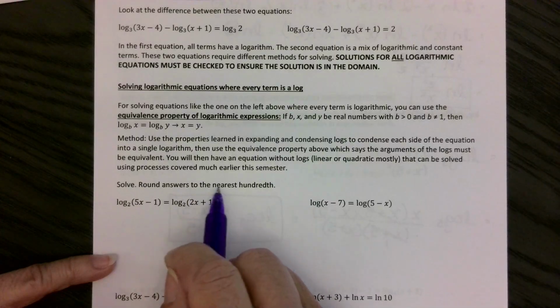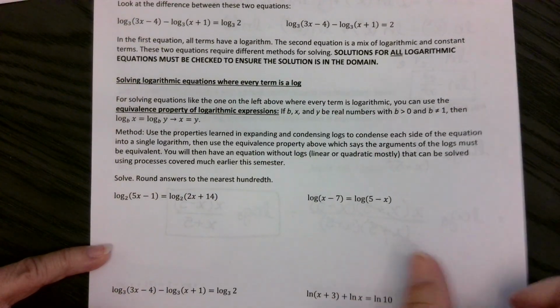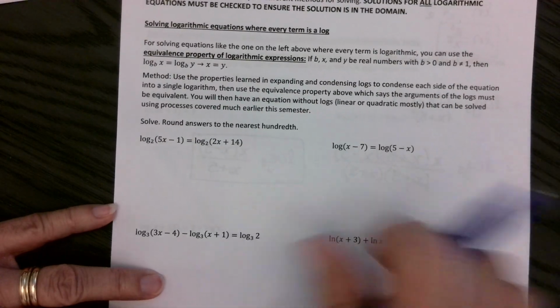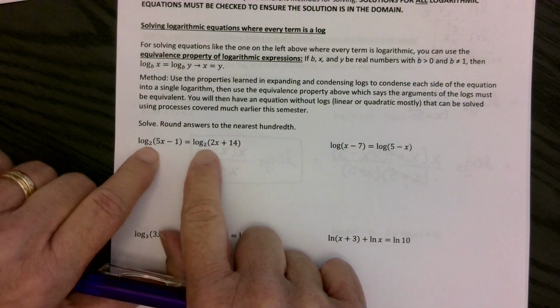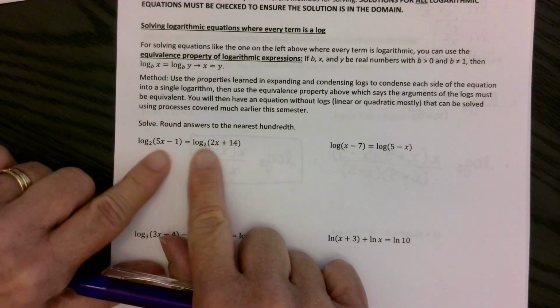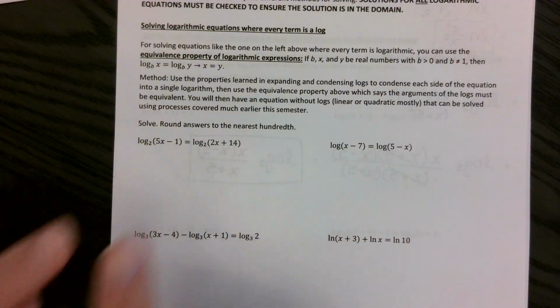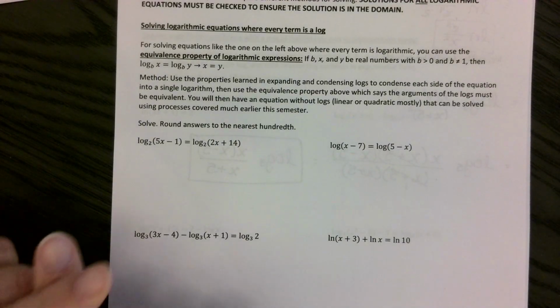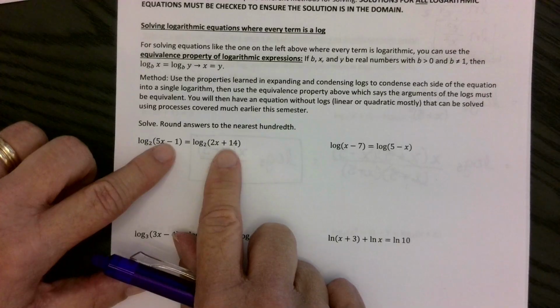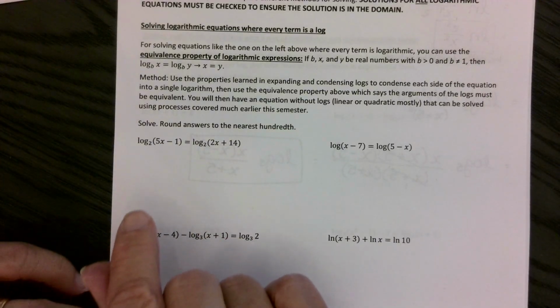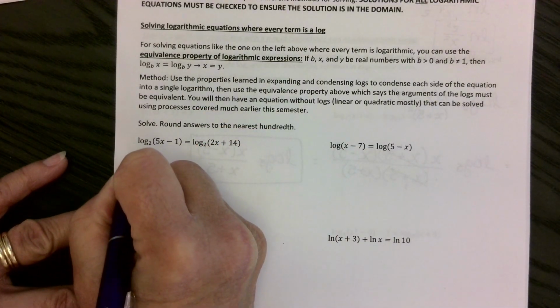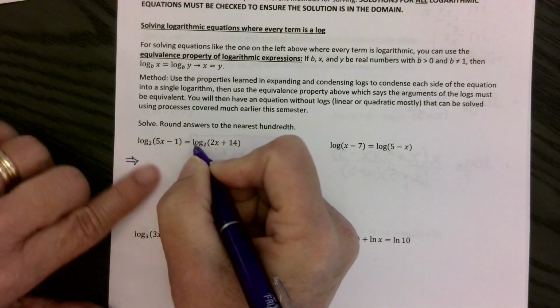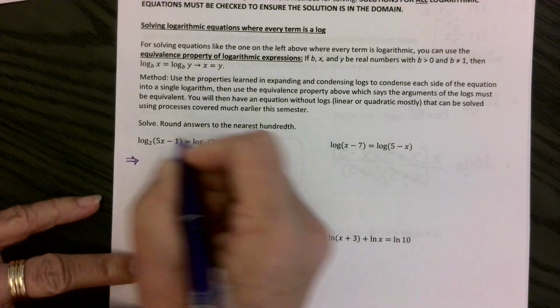Solve, round answers to the nearest hundredth. I'm going to give you exact answers and then I'm going to give you the rounded answer. You will be asked both from me. When we have the same bases and these two sides are equal, remember these are exponents. That means they both have to equal to give us this argument. When you have it written like this, it implies that when you have the same bases, your arguments have to equal each other.